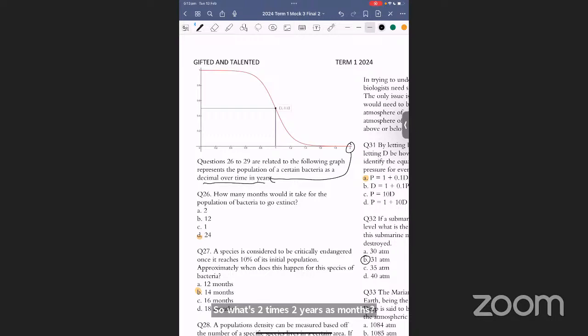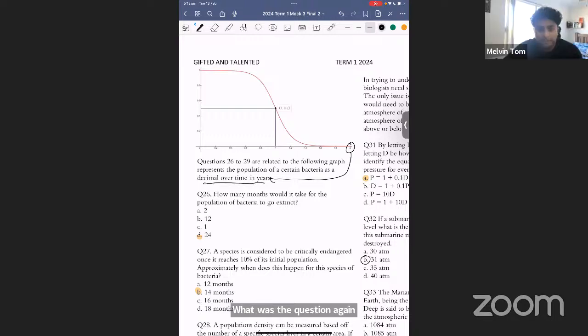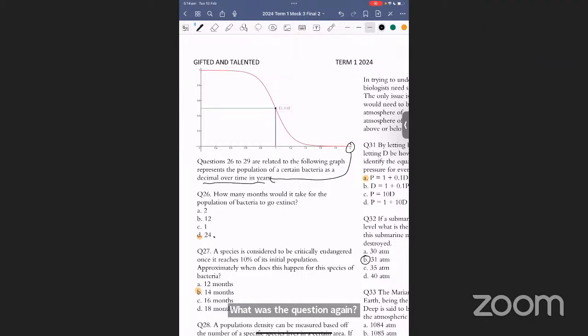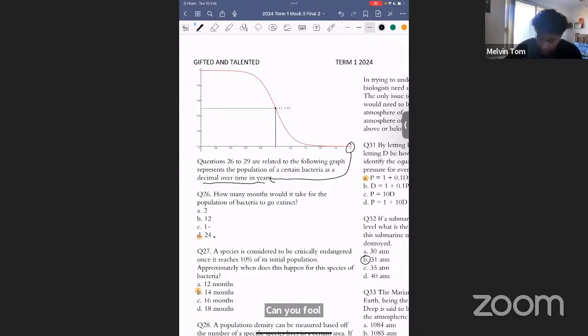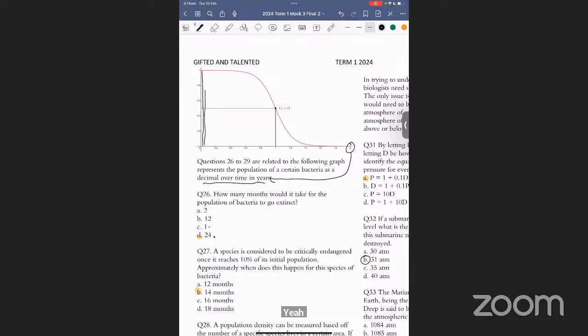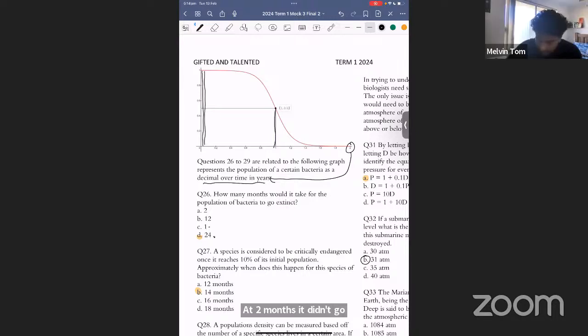What's 2 years in months? 24? 24. And the answer is 24. The reason it can't be 1 is because in 1 month it didn't go extinct. At 2 months it didn't go extinct. And then at 12 months, which is 1 year, it was half its population. It wasn't extinct yet. So it goes extinct at 2 years.